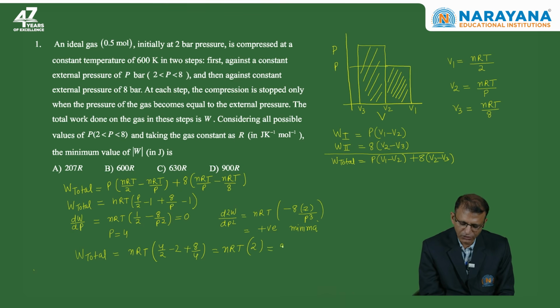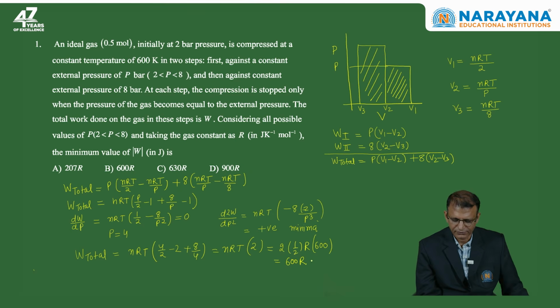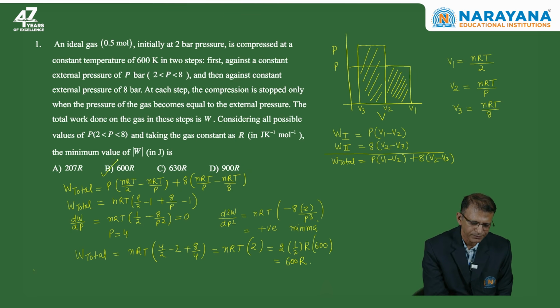If we put now the number of moles equal to half, we have to write in terms of R, and temperature throughout the process is 600 Kelvin. From this we are getting that this value is equal to 600 into R. So the answer for this will be B. Moving to the next problem.